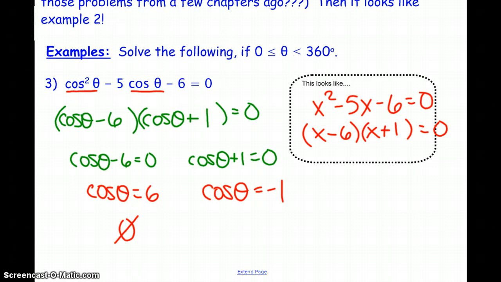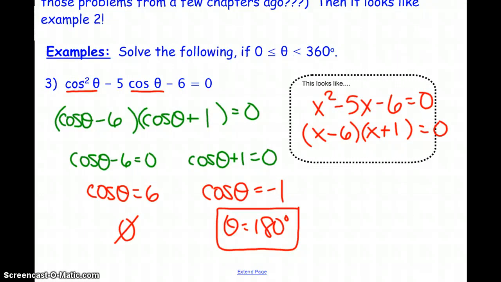Subtract 1. Where can cosine of theta equal a negative 1? Well, that can happen. Where's my x value, negative 1? That's going to happen at 180 degrees. In this example, we ended up with only one solution. We're not always going to have 4 or 2. It just depends on how the problem gets worked out.